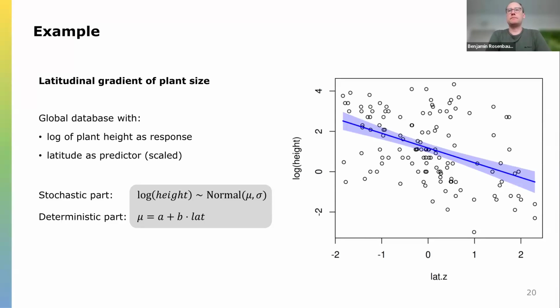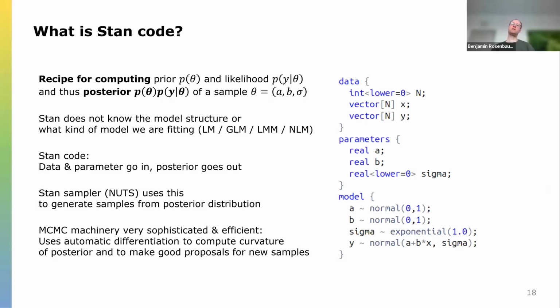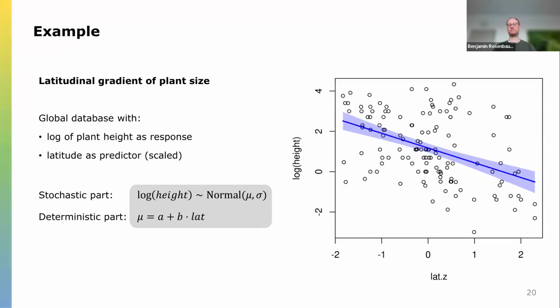So let's look at an example again. Think of the same model. It's just a linear regression, but now we fill it with some meaning. Here we have log plant height as a response, and latitude as a predictor. And think of it as already scaled, so we have a mean of 0 and a standard deviation of 1. Okay, so this is my model. What do I have to do to let this model sample for this data set?